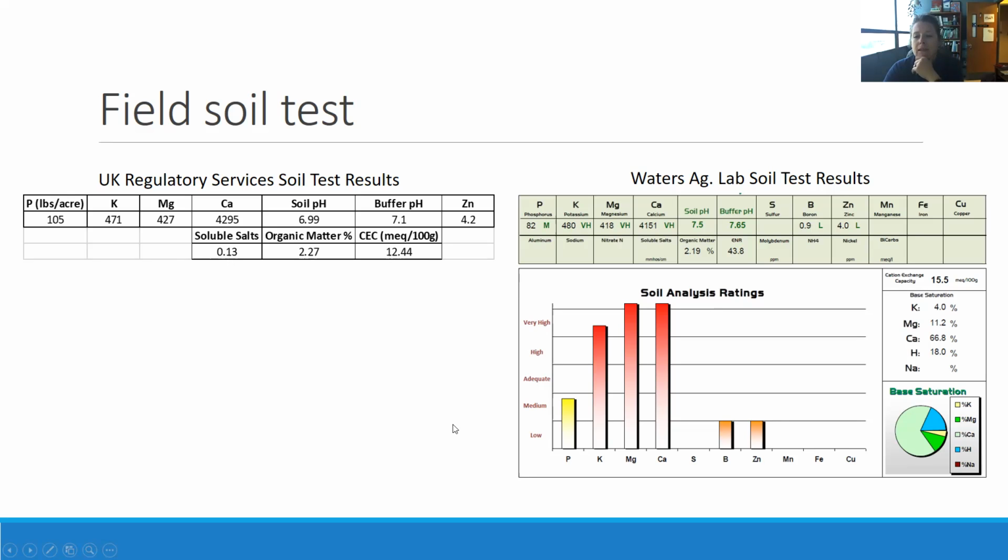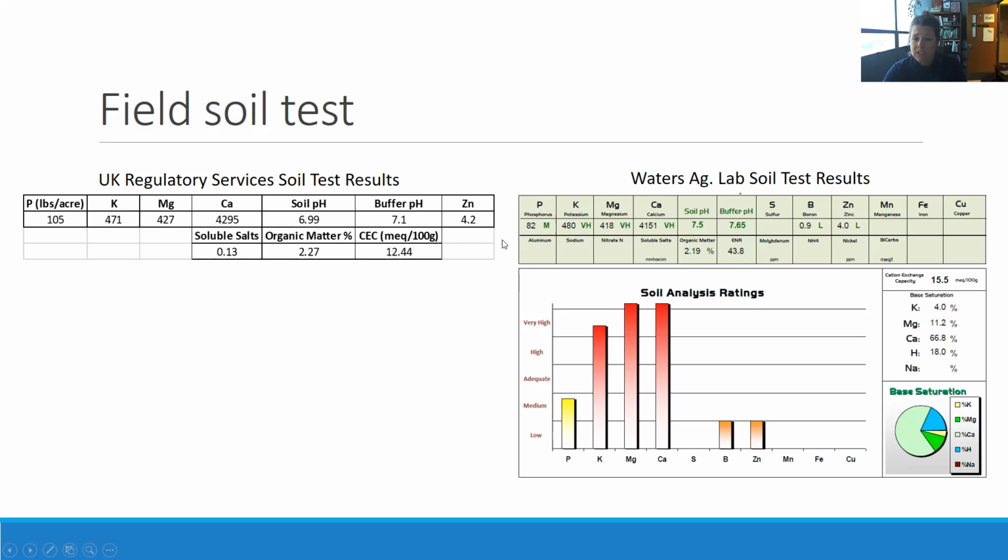and understand what it's trying to tell you. So the point of this slide is to demonstrate to you that it's really important to be consistent with the labs that you use, because this was the same soil sample submitted to 2 different labs. I did this as a little test here. So pounds per acre of phosphorus 105, pounds per acre of phosphorus 82. Potassium 471, potassium 480, magnesium 427, 418. So some of it's really close.